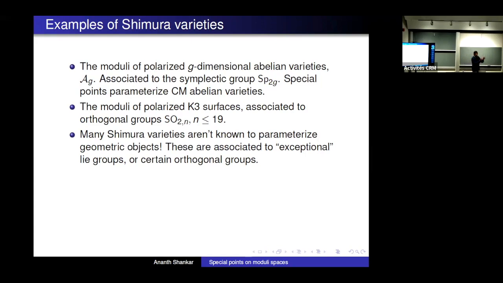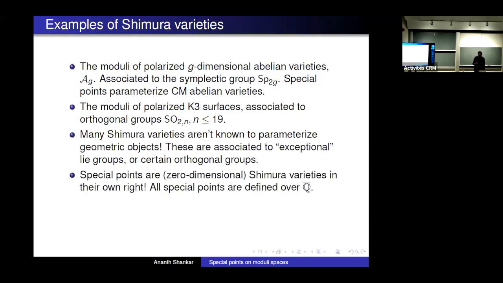The only Shimura varieties that parameterize geometric objects are the ones that map to A_g. So you do have moduli of polarized K3 surfaces, but then the Kuga-Satake construction also gives you a family of abelian varieties on these orthogonal Shimura varieties. So pretty much everything, the only things that we know are abelian varieties and things intimately linked to them, namely K3 surfaces. Back to the question.